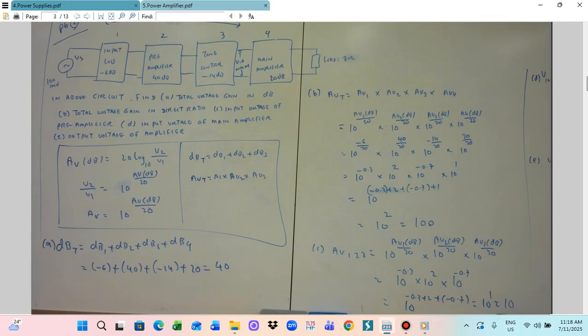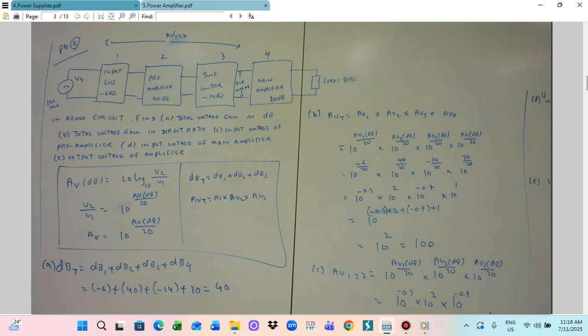And similarly, the total dB is dB1 plus dB2 plus dB3. So this is how we can calculate the gain in dB by this formula.